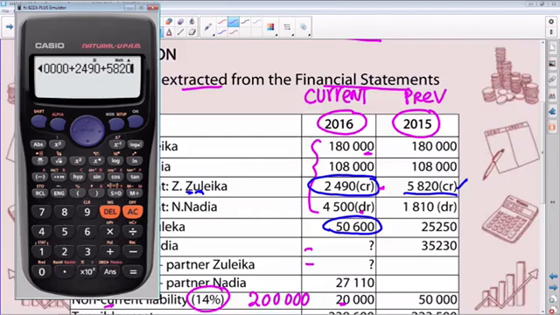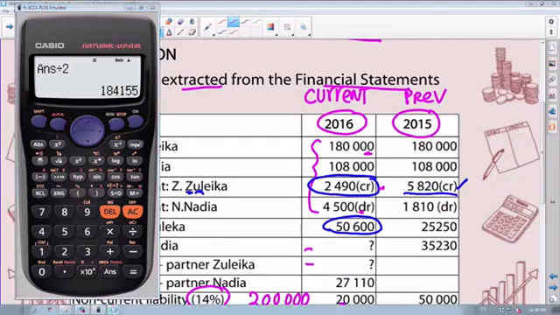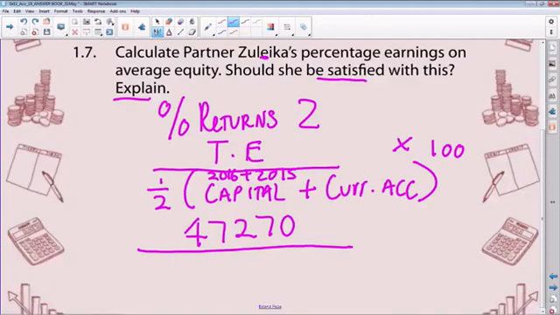5,820. Right, we're now going to divide this by 2 because we want an average. So her average equity is 184,155. Let's fill that into our answer sheet: 184,155. And remember, we're going to multiply this in the end by 100.